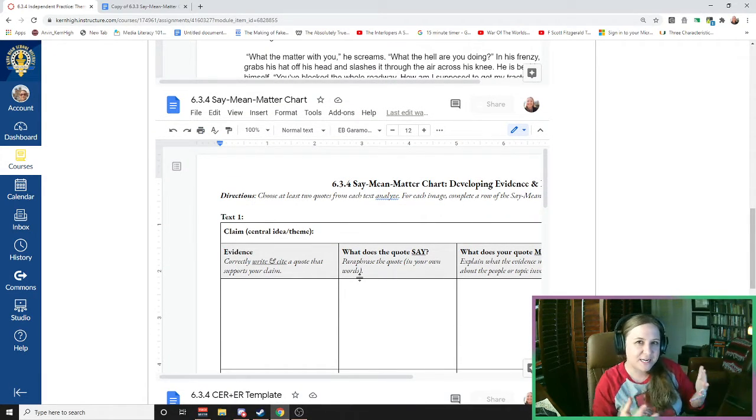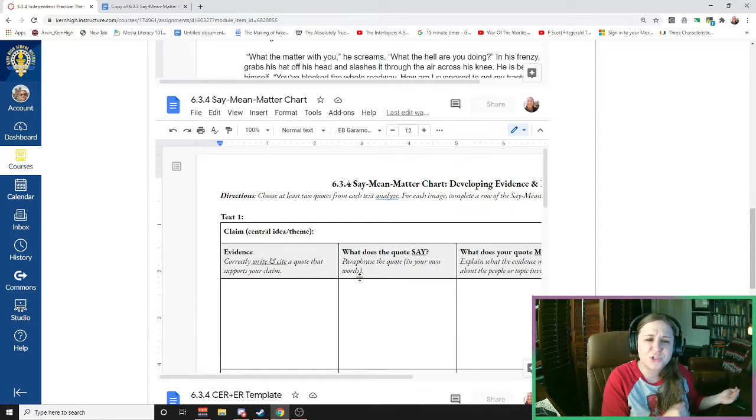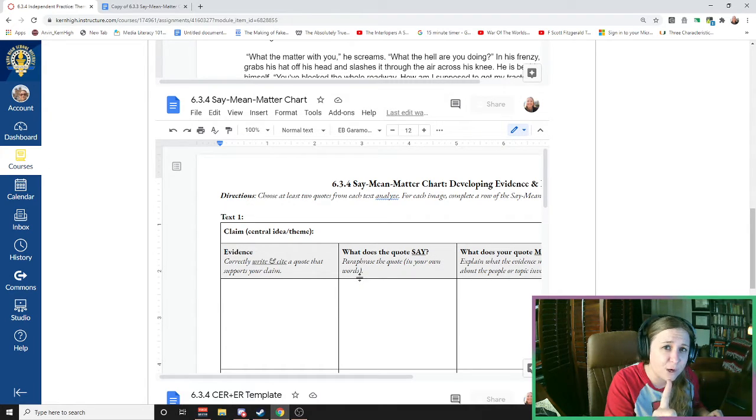However, I want to see you connect with other texts too. So you're not just going to read this bit of nonfiction, but you're also going to go back to those 2 poems that I just talked about by Langston Hughes in activity 6.3.3. You're going to pick one of the poems, and you're going to complete another say, mean, matter chart.